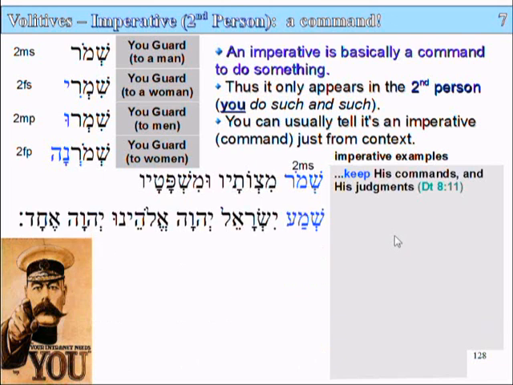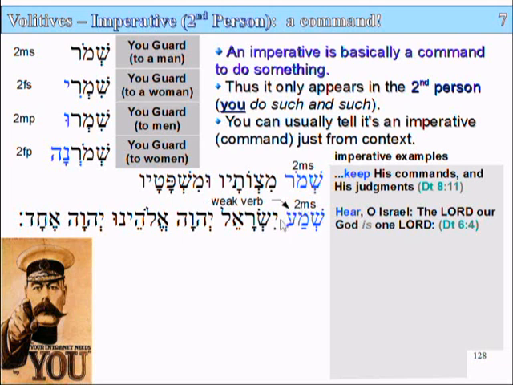The next example is a very popular one. This is the Shema. Shema Yisrael, Yahweh Eloheinu, Yahweh Echad. Shema means hear, and it's a weak verb. Hear, O Israel, the Lord our God, the Lord is one. And Shema is a second person masculine singular, but it doesn't have the same vowel as Shemor because it's a weak verb, and we'll look at those in lesson 8.